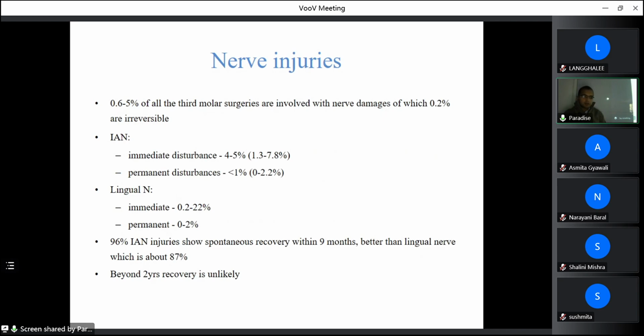In the case of the lingual nerve, immediate complication is present in 0.2 to 22% of cases and permanent in 0.2%. So the chance of lingual nerve damage is high compared to the inferior nerve. 96% of inferior nerve injuries show spontaneous recovery within 9 months, better than the lingual nerve, which is about 87%. Beyond 2 years, recovery is unlikely. If there is some paresthesia after removal of the third molar and the patient has not regained sensation by 2 years, then the recovery is unlikely to be permanent.